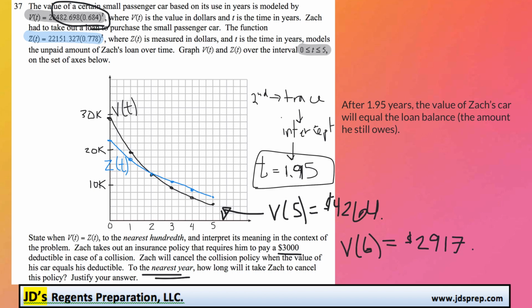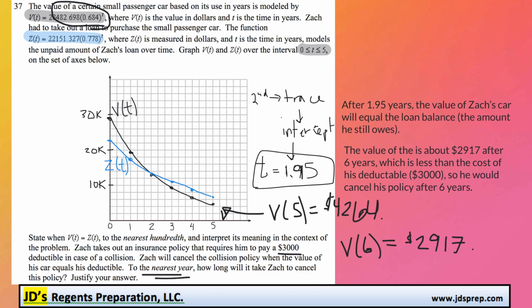So notice that after 6 years, the value has now decreased to a little bit lower than the amount of his deductible, $3,000. So in the question, to the nearest year, how long will it take Zach to cancel his policy? Well, he would cancel it after 6 years because the value of the car is now a little bit less than the amount of his deductible.